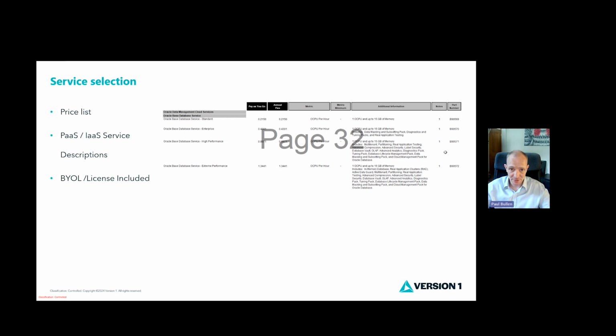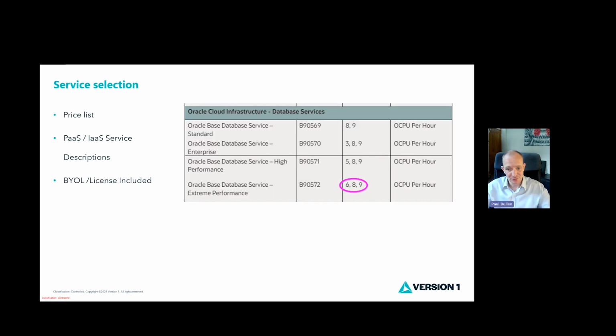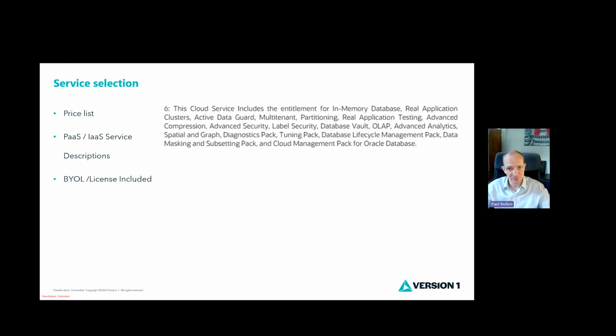We'll also talk about BYOL and license included in a future blog. But when you're selecting your services, not only do you need to look at the price list and things like that, you also need to look at the PaaS and IaaS service descriptions, which are published on the internet, publicly available, which then tells you, in a different format, the extra cost options that are provided with that particular service. So it's worth checking multiple sources to make sure you're getting what you want and it's the right choice for you, and obviously choosing the least expensive one where you possibly can.